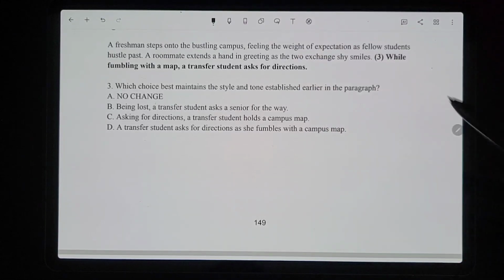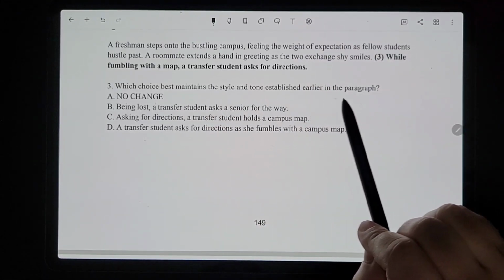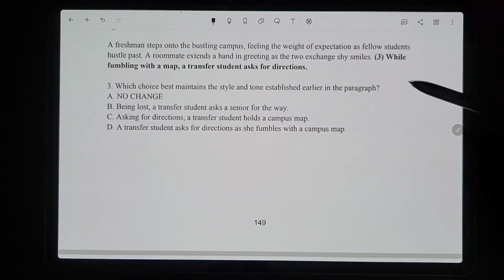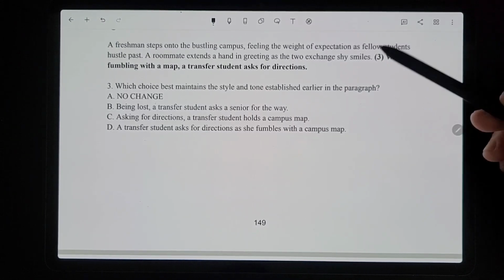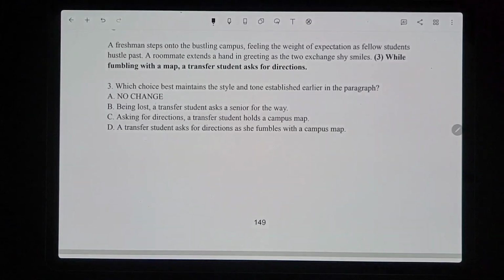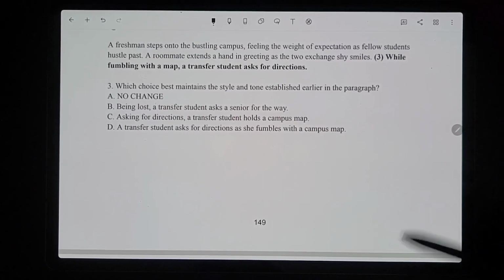Now let's go to this next one. It says, which choice best maintains the style and tone established earlier in the paragraph? So this is like the last example that we did before we went to the quiz, where you're checking the structure, the style of the sentences. Do they match? And usually it's going to be noun, verb, noun, verb, noun, verb, or something like that, where it's how they all start.